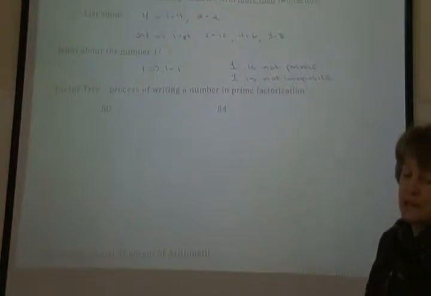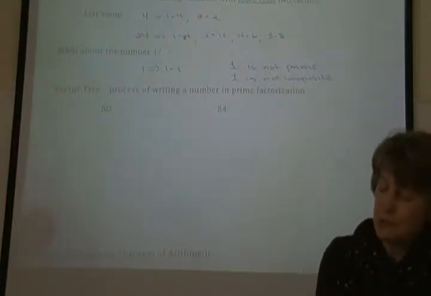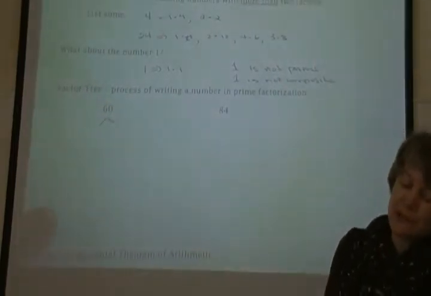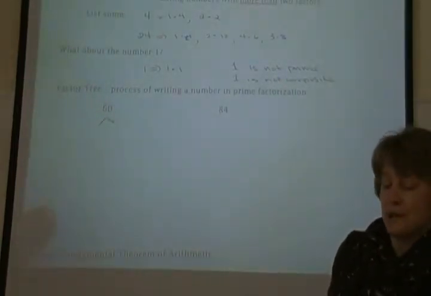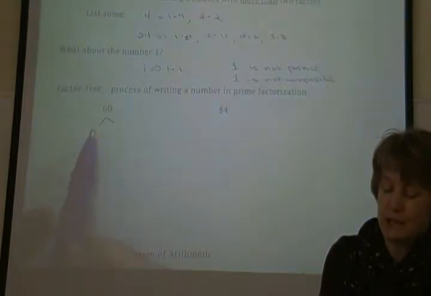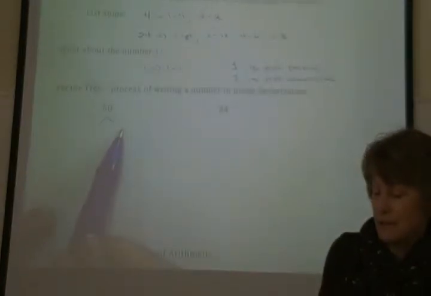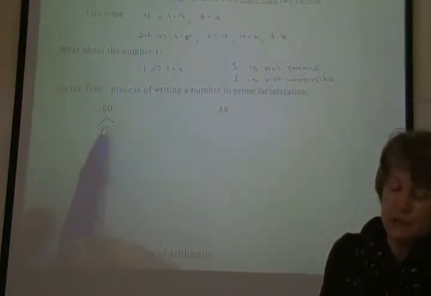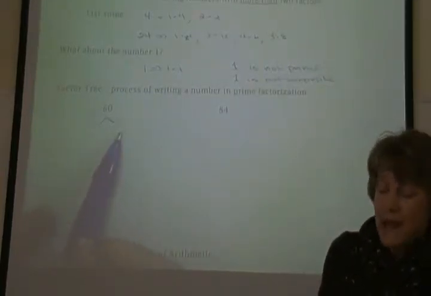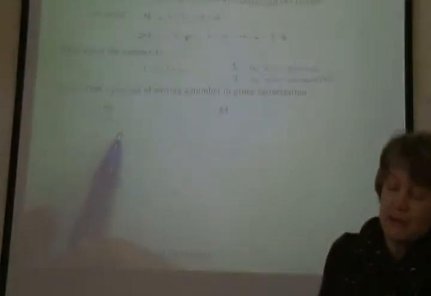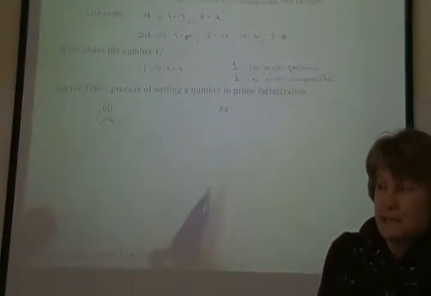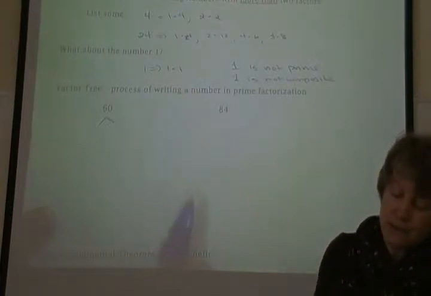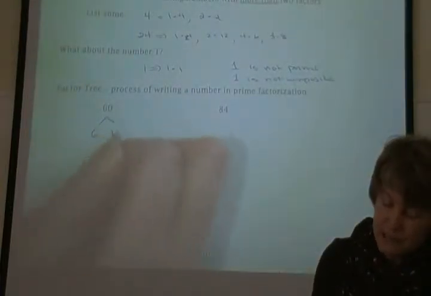And the reason why it's called a factor tree is you sort of branch out. And you can branch out any different way you want. You could decide to break this into 2 times 30. You could break it into 6 times 10. You could break it into 3 times 20. Any two numbers that you can think of that multiply to 60 can be your first step. So I'm going to take my first step with 6 times 10.